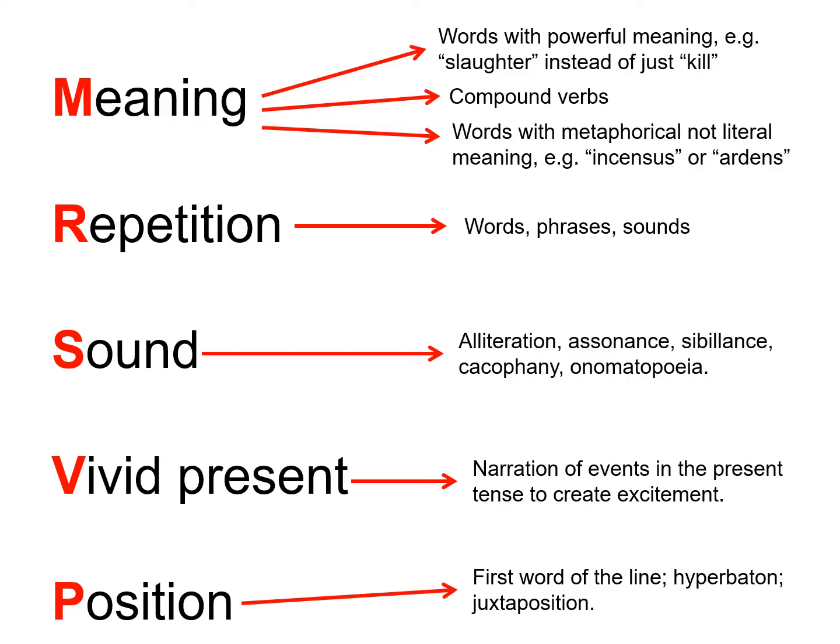Vivid present is when the author uses verbs in the present tense to create excitement. It makes it feel like the action is happening right in front of you. Virgil does this a huge amount. And finally, position, hugely important in Latin and a guaranteed style point.